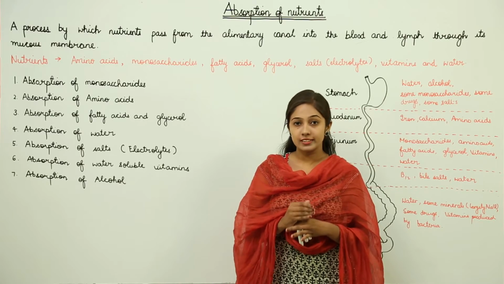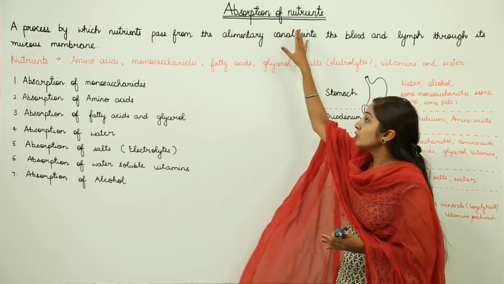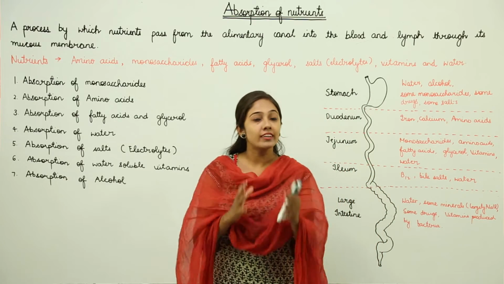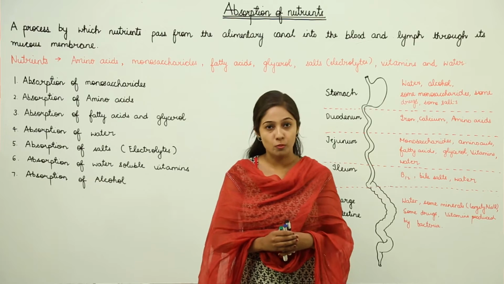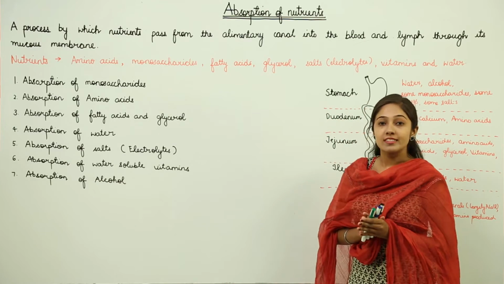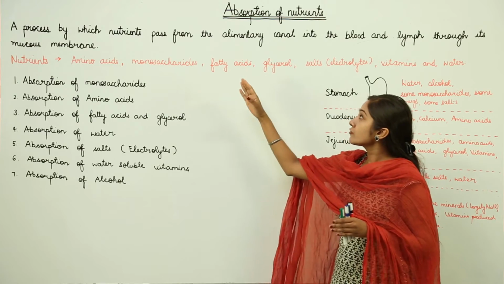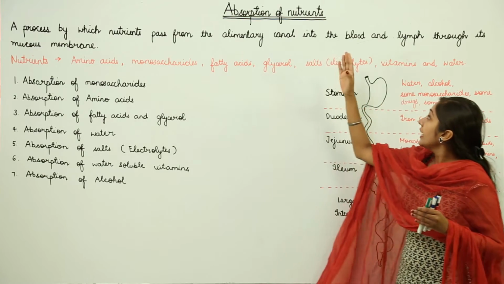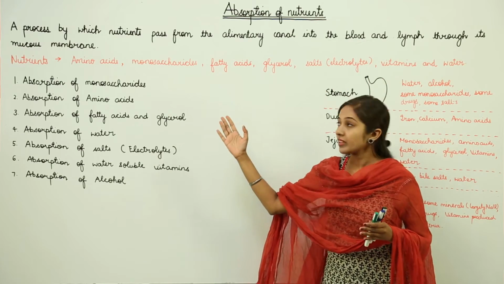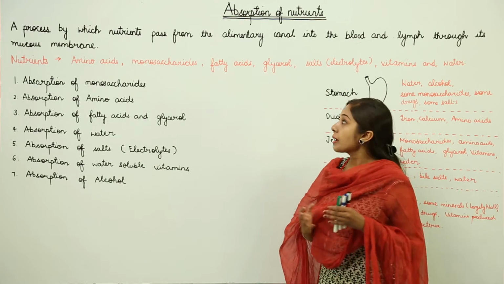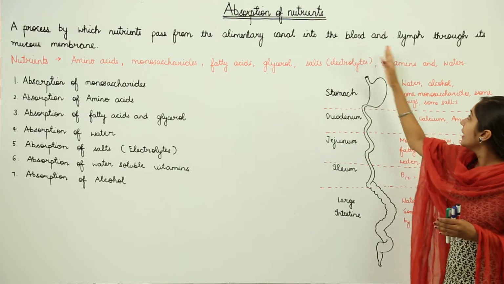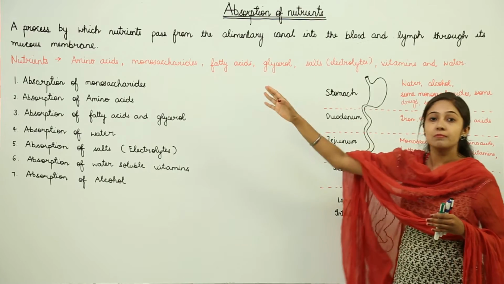Now we are going to discuss the absorption of nutrients. When we talk about the absorption of nutrients, you need to understand what we mean by the term absorption. Well, I have written the definition for you all. Absorption is a process by which nutrients pass from the alimentary canal into the blood and lymph through its mucous membrane, right? So this is a process by which nutrients pass from the alimentary canal into the blood and lymph through its mucous membrane.